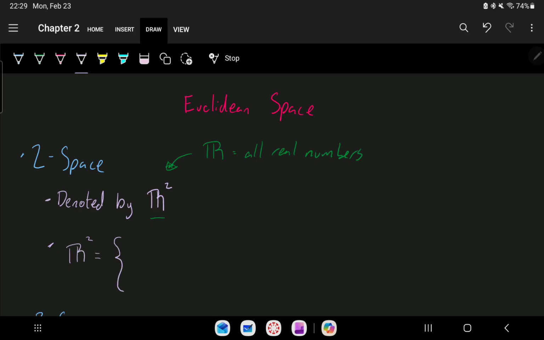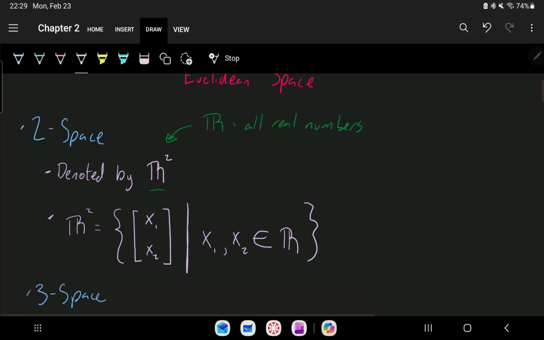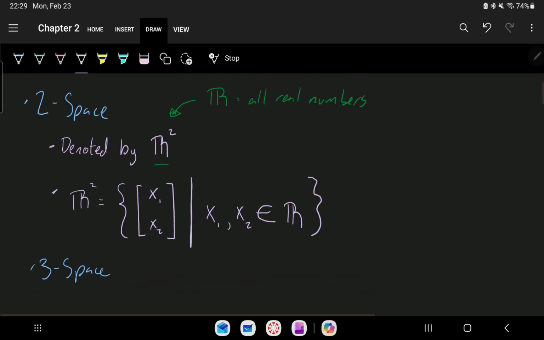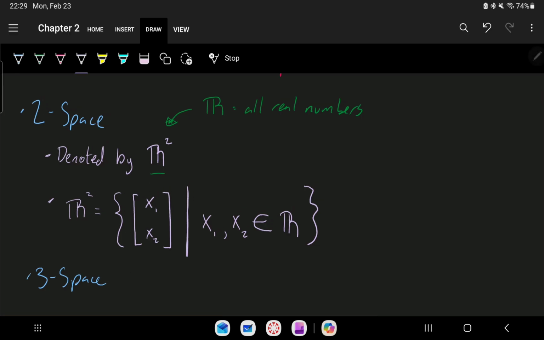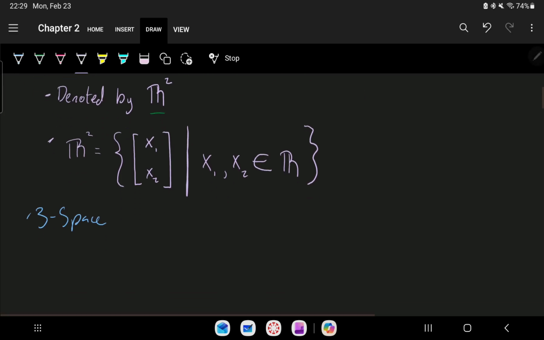And we can see this in terms of something we know. If we denote this in set theory, it's going to look like a vector x1 and x2, just to keep this super general, such that x1 and x2 are all real numbers, in that set of real numbers. So this is pretty much going to be any vector with 2 components, we could say.